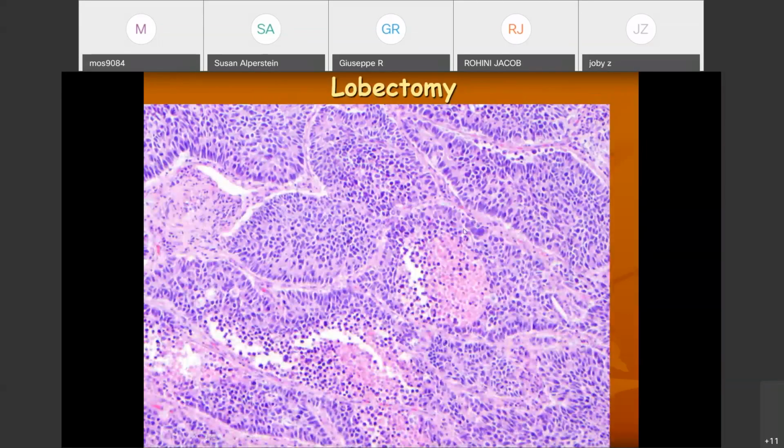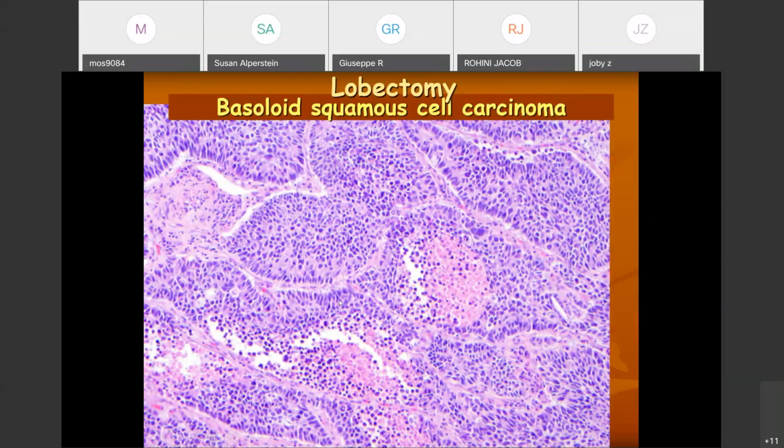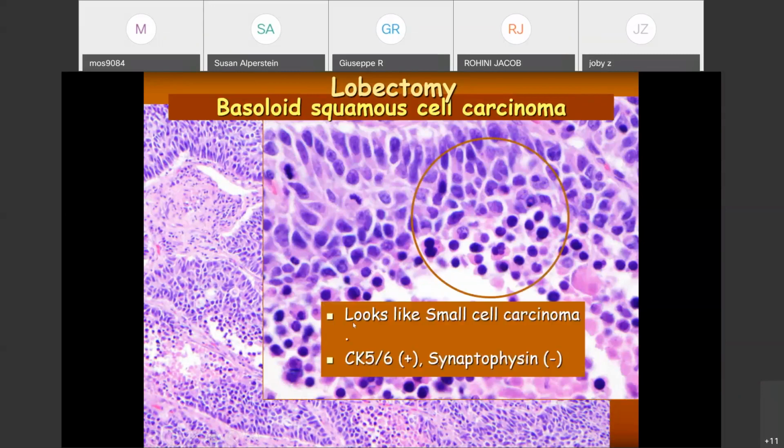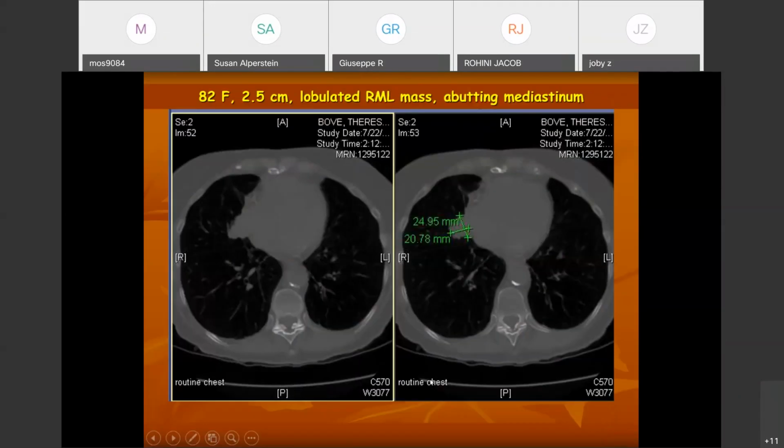And then here's a recut, lobectomy. Basaloid squamous cell carcinoma. Because this is a pitfall. All these necrotic cells look like small cell carcinoma, but synaptophysin negative, cytokeratin 5/6 positive. So that's a pitfall.